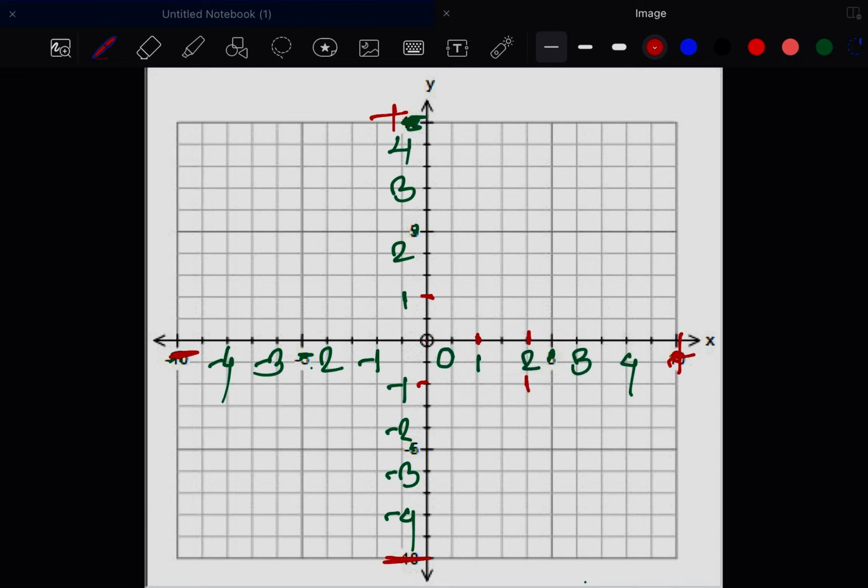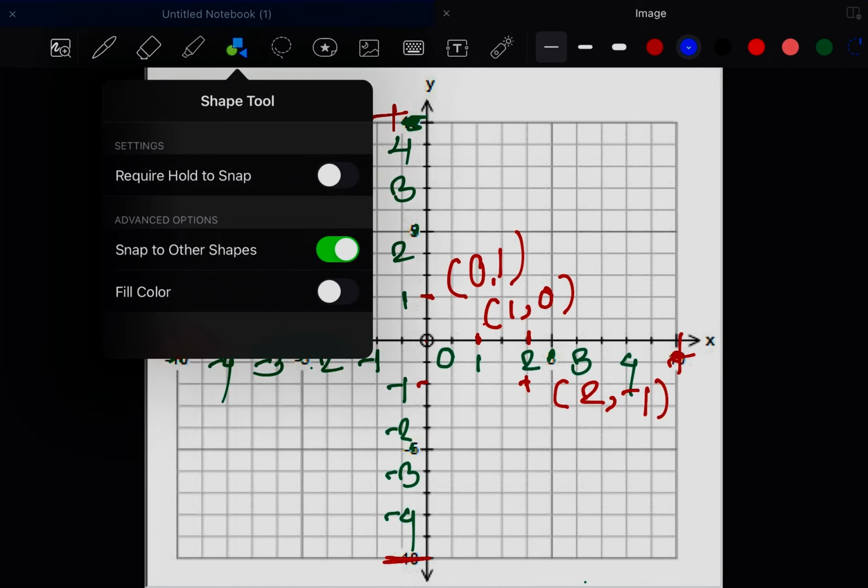Now let's write down the points. This point, which we called (0, 1). Next one, this point, which is (1, 0). And this third point, which is (2, -1). Okay. And what is our task? We have to draw a line. So now these are the points through which we have to draw the line.